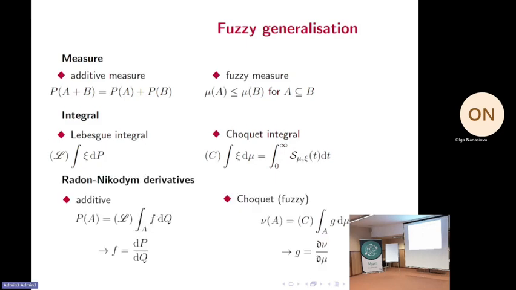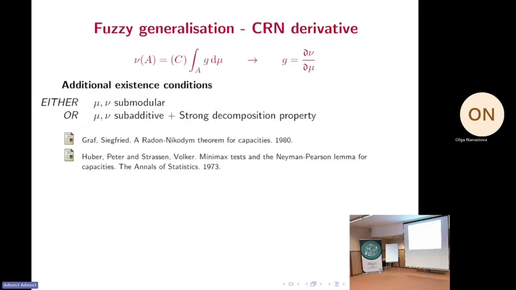Okay, so we have a Choquet integral, and then we also need to look at the Radon-Nikodym derivatives and generalize them into the fuzzy setup. So we took the formula for the derivatives and only changed it with the Choquet integral here. However, these derivatives are not so easy as in the additive case, and it is quite simply seen only with the existence conditions.